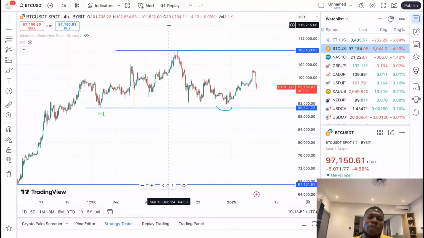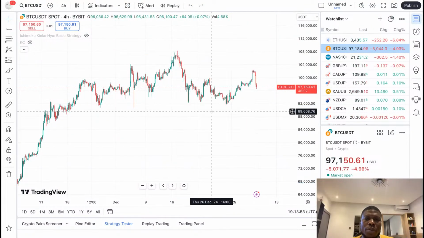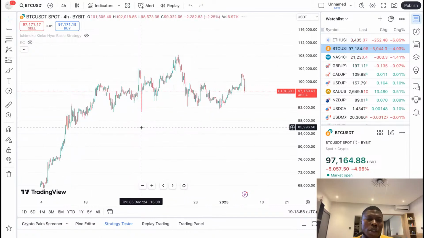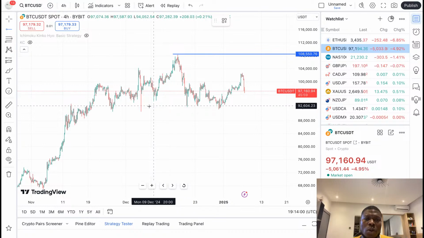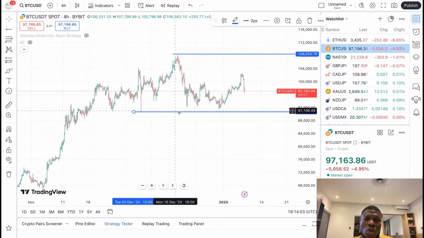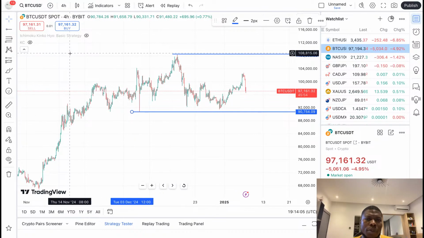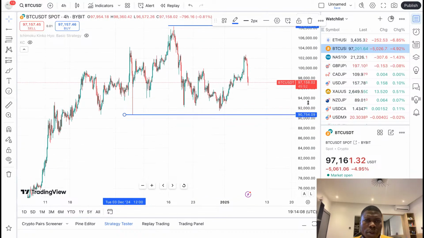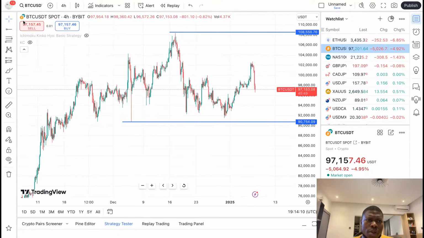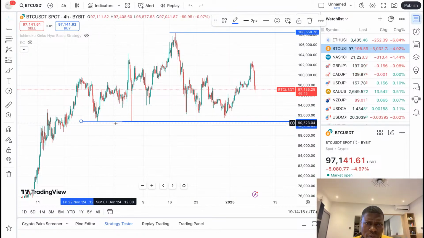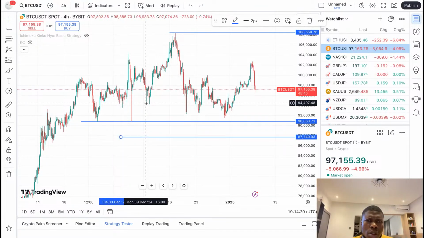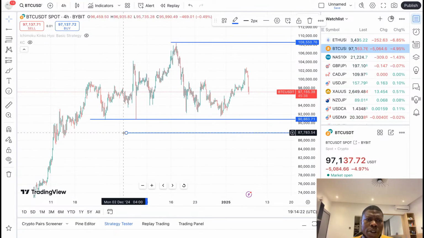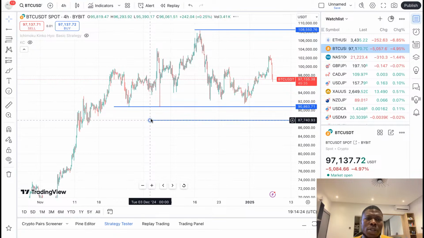So this is 4 hours of Bitcoin. Checking 4 hours of Bitcoin, we have the last high here. We have our low here. You have the next low. Okay. So this is our last low in this area. We have another low in this region.